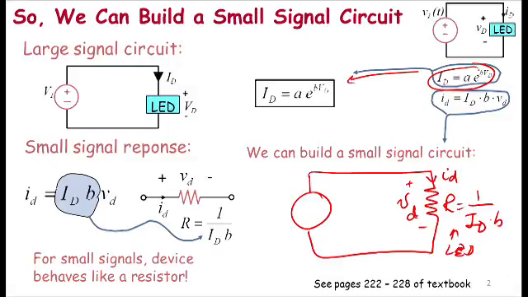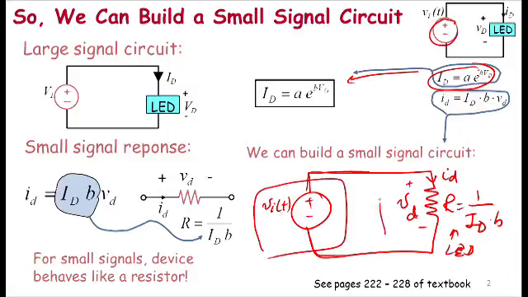And then I'm going to construct the exact same circuit, the same topology. Then I'm going to replace the input source here with the small signal component of the input. So here I replace the input with the small signal component, and I replace the LED with its small signal equivalent, which is simply a resistor. Notice the device behaves like a resistor for small signal values.